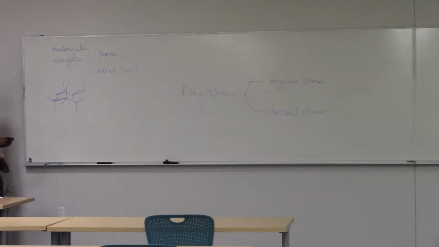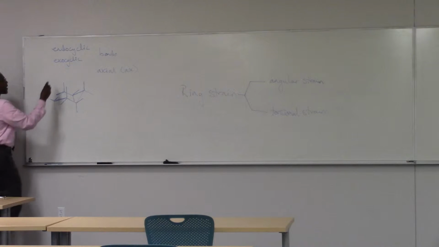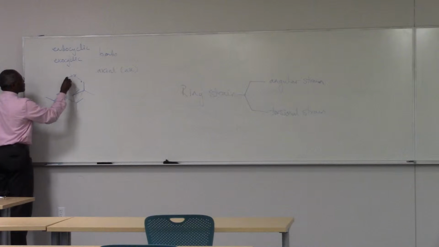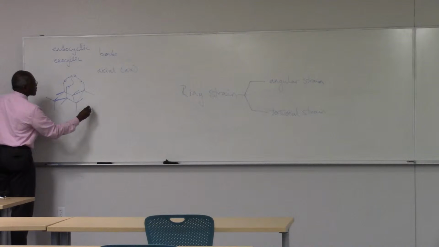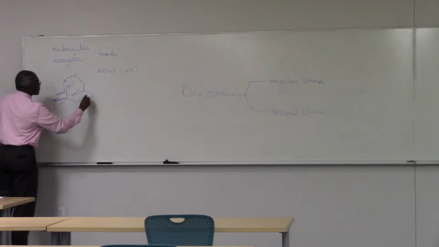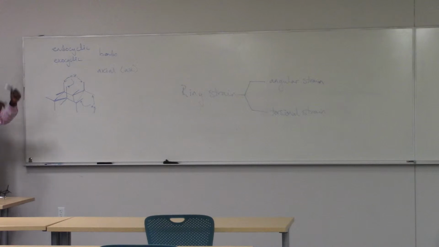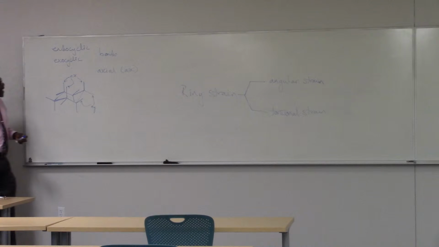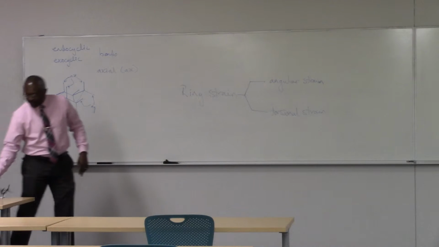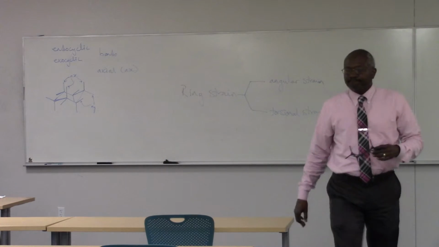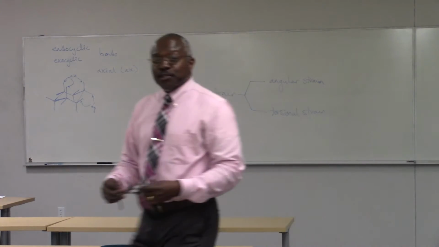So that is what the ring, the chair, would look like. And again, these would be the axial bonds, and these would be equatorial bonds. Okay. Life would have been simple, but a lot less exciting if that's where the story ended.